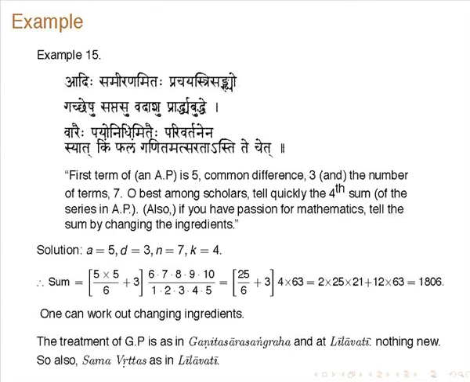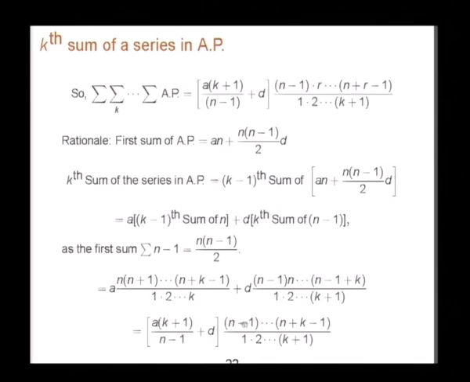First term of an arithmetic progression is 5, common difference is 3, right, and the number of terms is 7. Oh, best among learners, okay, he is wooing his audience. Tell quickly the fourth sum of this. If you have passion for mathematics, tell the sum, also by changing the ingredients. So, A is 5, D is 3, common difference, N is 7, K is 4. So, if you plug in these numbers here, you get the result.